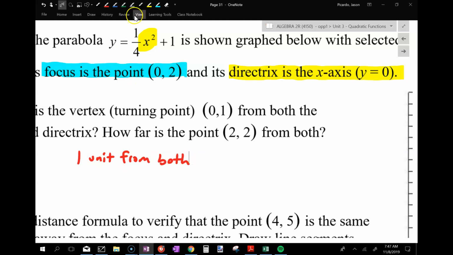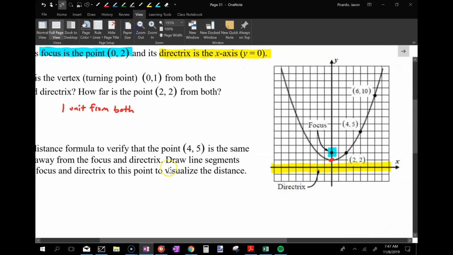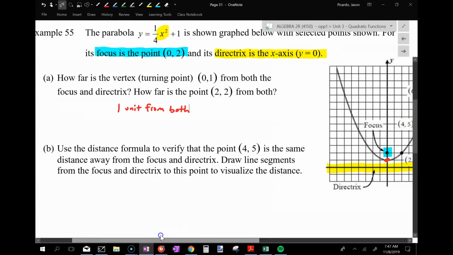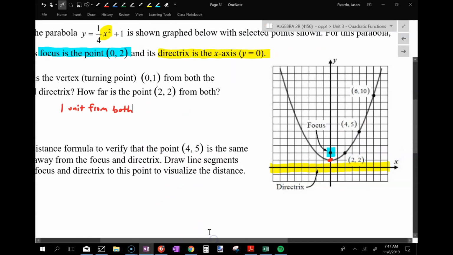Now that was really easy to do because we simply could look at our picture and count, right? Now I'm going to change the conversation. I want to verify that this point here is in fact that of the locus of points. I want to make sure it actually works, right?